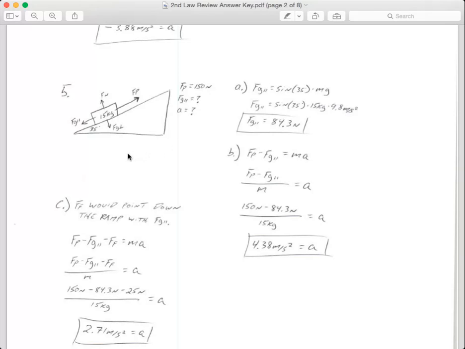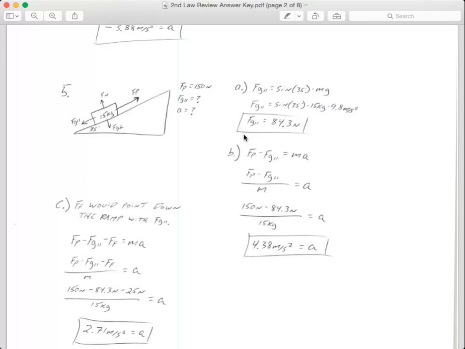Well, what force of gravity is acting against the tension? Which one of these two components is going against the pull or the tension of the rope? And that would be this one, the force of gravity parallel. So that's what we're trying to find. That's my question mark for part A. What is it? Well, we have an equation for that. It's the sine of the angle times mg. It's on your equation sheet and on the board in class. Sine of 35 times the mass, which is 15, times 9.8 meters per second squared, is 84.3 newtons.